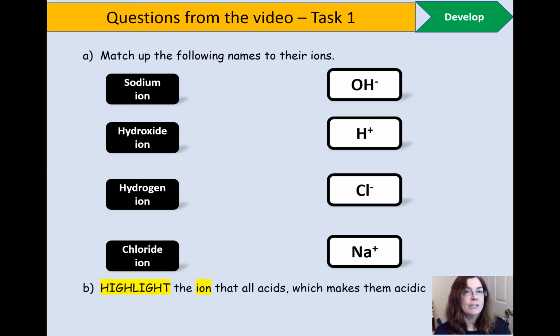Did you listen to that video? If you're not sure, you can go back and listen to the video again. But which ion is it that makes acids acidic? All right, you've got a few minutes to do that now. Once you've done that, you can move on to the next slide with your green pen and you can see if you're right. Okay, so give yourself 5 minutes to do this and then move on to the next slide.